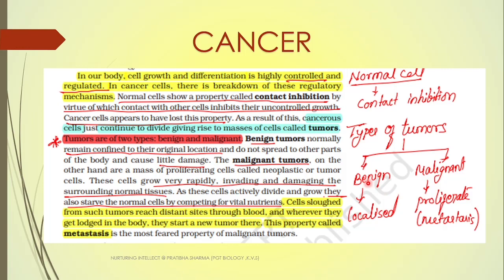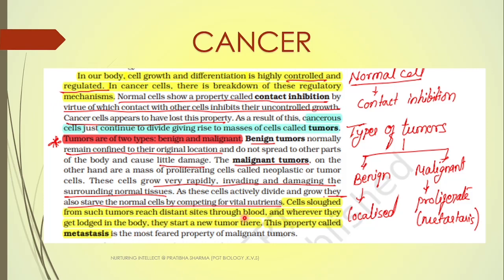Benign tumors are masses of cells which are covered with a connective tissue layer which prevents them from spreading. Whereas malignant tumors do not have such a connective tissue sheath around them. So once the tumor increases in size, the cells detach from that tumor and through the bloodstream get lodged in other parts of the body causing a secondary tumor at that place. This property of cancerous cells is known as metastasis.